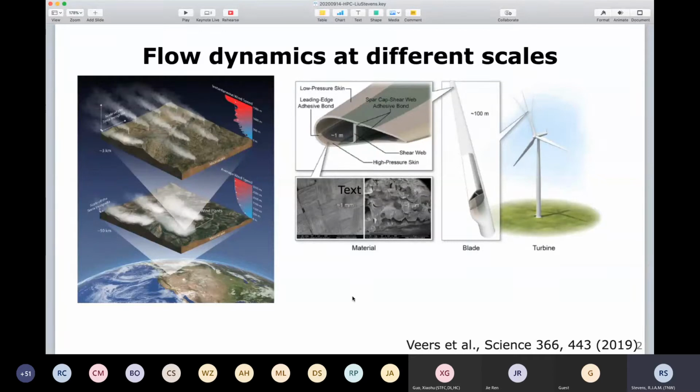The wind farm dynamics are given by dynamics at very, very different scales. Here I basically took a sketch from a recent Science paper on this, showing the wide range of scales that is relevant in wind energy applications. It ranges from the flow dynamics directly over the blades up to the flow dynamics around the turbine.